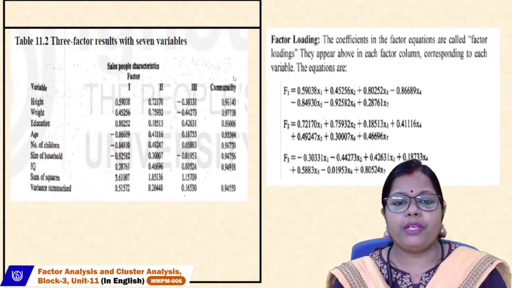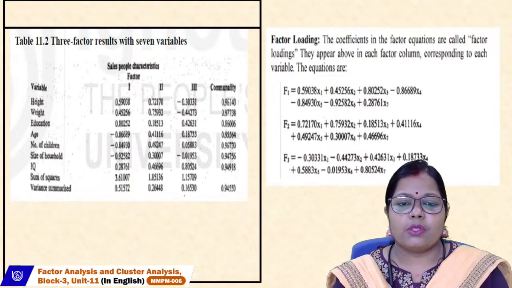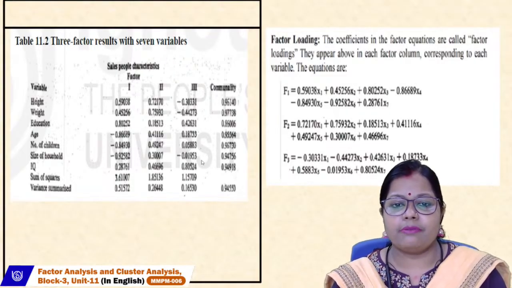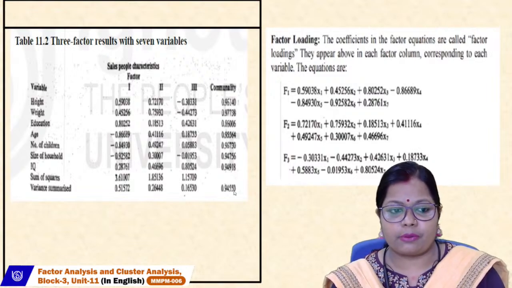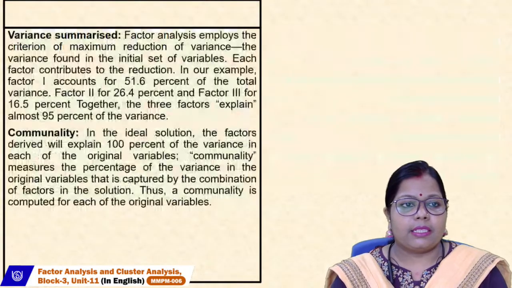But what about the communality? Communality is nothing but the sum of the squares of the factor loadings. So we have taken the squares and added them. This is the communality we have calculated for each variable.